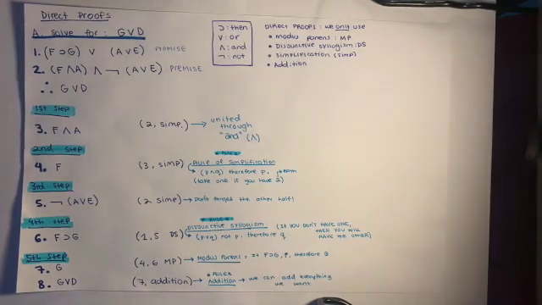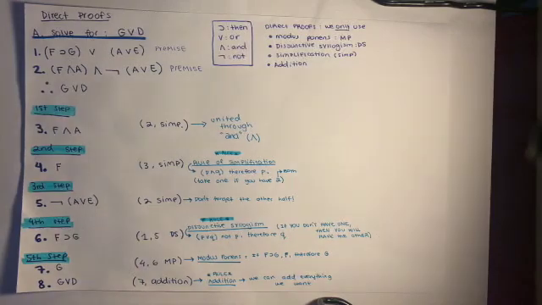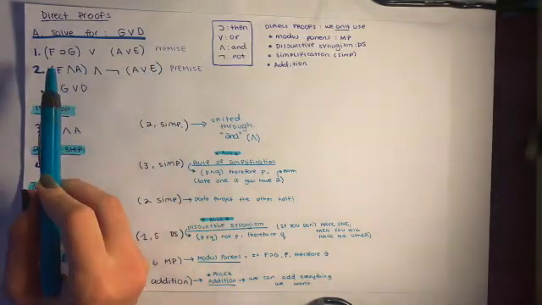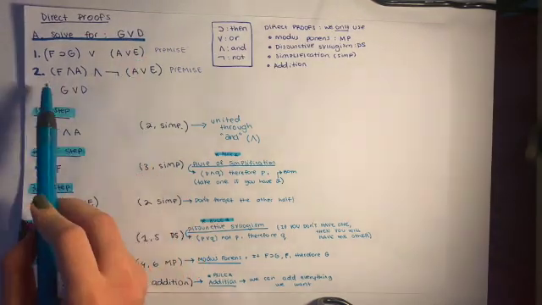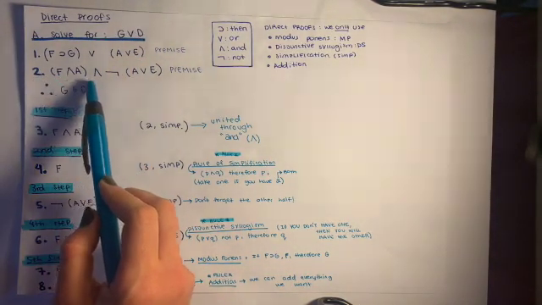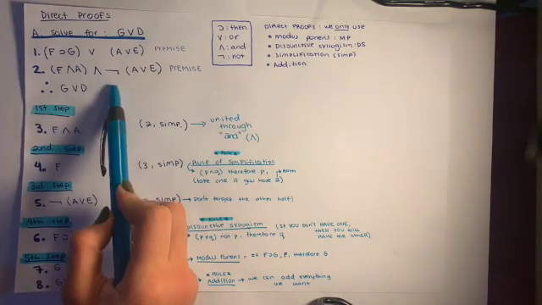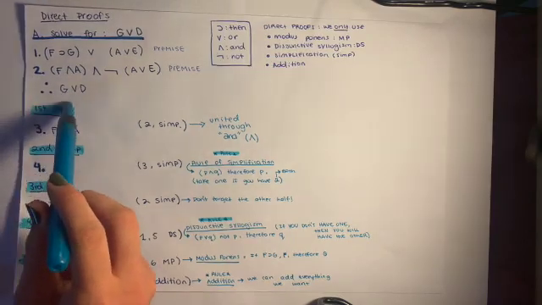Okay, so for this direct proofs problem, we have to solve for G or D. The two premises are: if F then G, or A or E. And the second premise is F and A and not A or E. So, we solve for G or D.